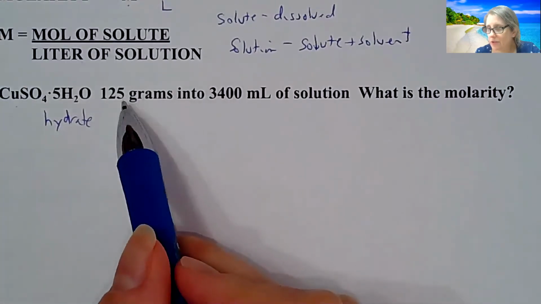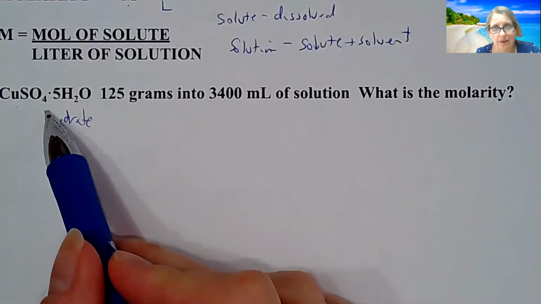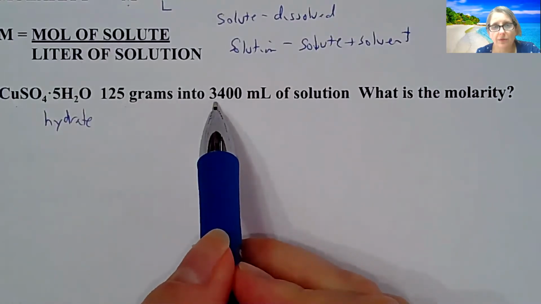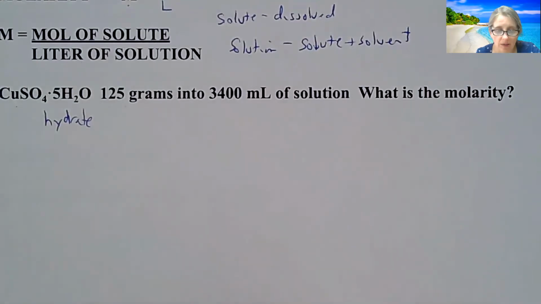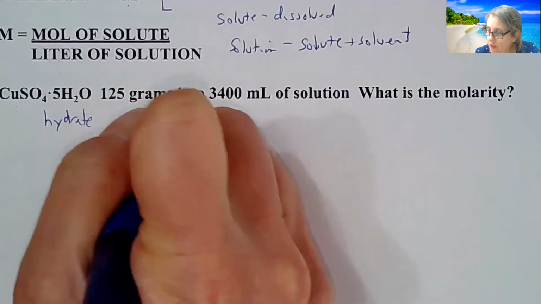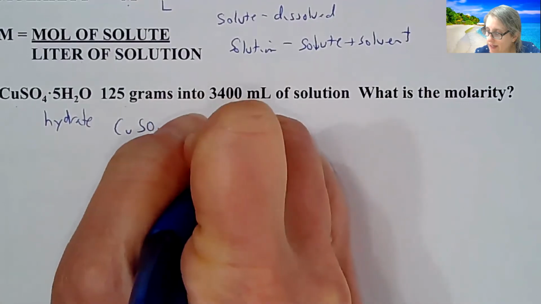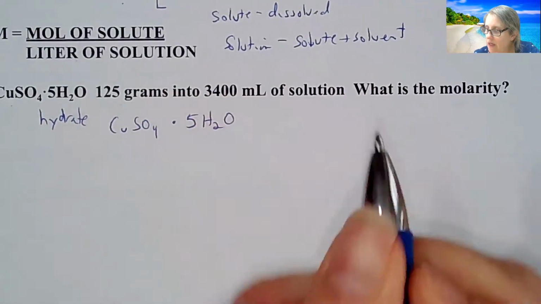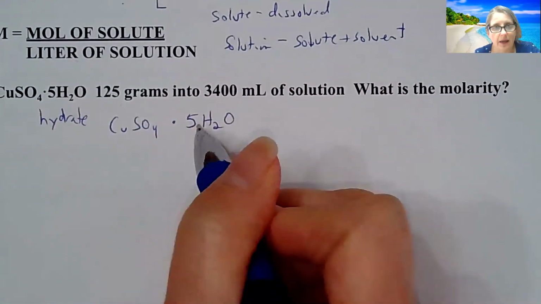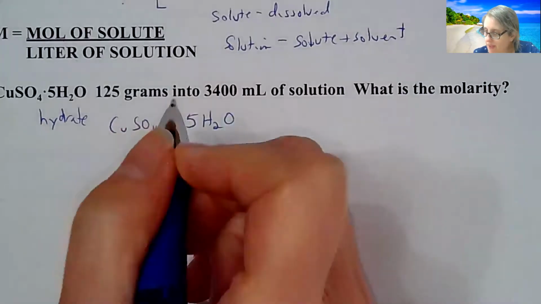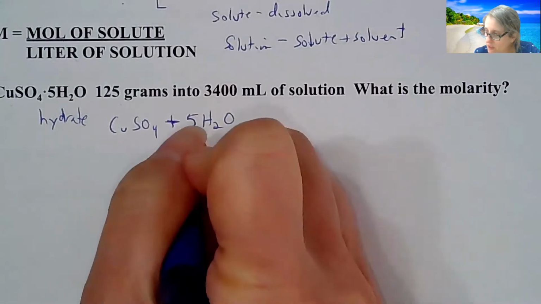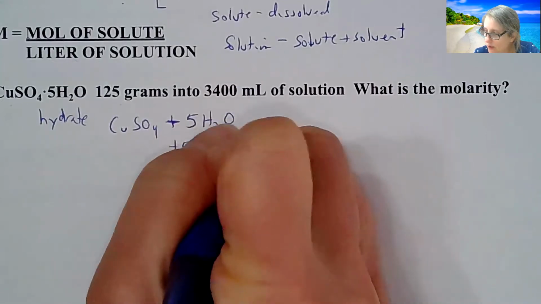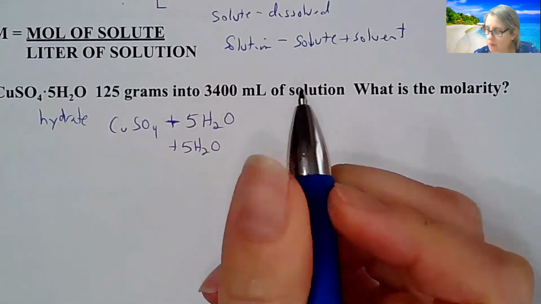So if I put 125 grams of this solid into 3,400 milliliters of solution, what is the molarity? So how do I do that calculation? First off, if I look at copper sulfate, I have this little dot between the copper sulfate formula and the 5 waters. Think of that as a plus sign. It's not a multiplication sign. So what I'm adding is 5 more water molecules in terms of its molar mass.